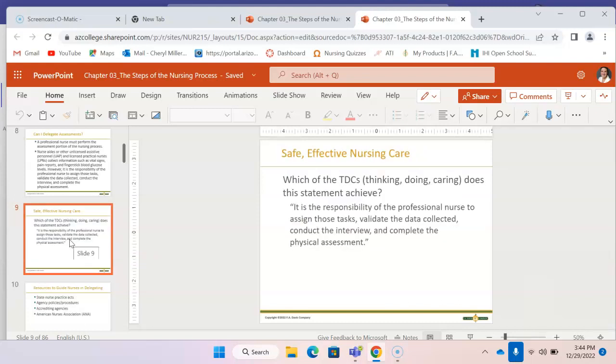So safe and effective care, that's the whole purpose of our goal in nursing, right? We don't want to provide ineffective care or care that's going to hurt someone. So that's when you get the thinking, doing, caring. That's what's different about nursing versus medical. We think, we do, we care. It's the responsibility of a professional nurse to assign those tasks, validate the data collected, conduct the interview, and complete the physical assessment.